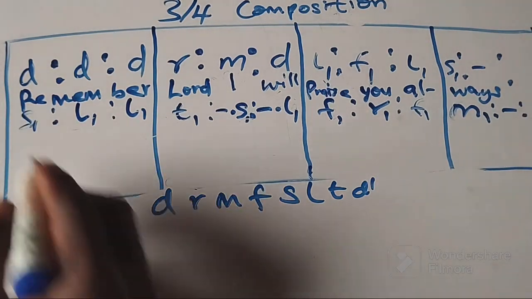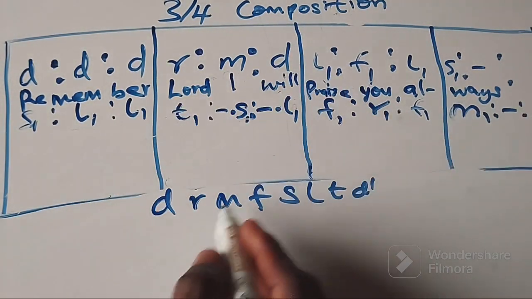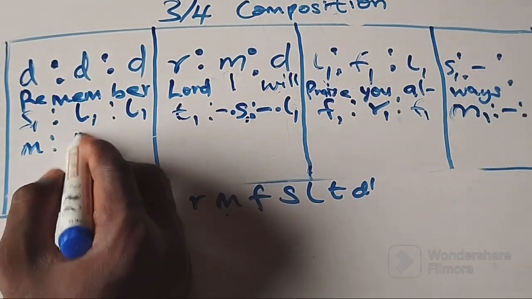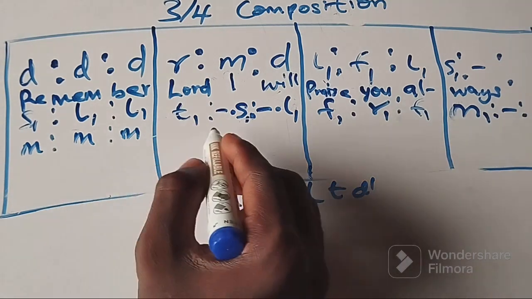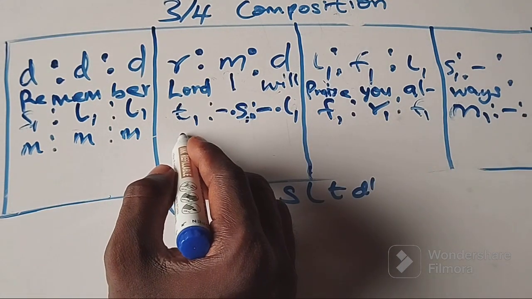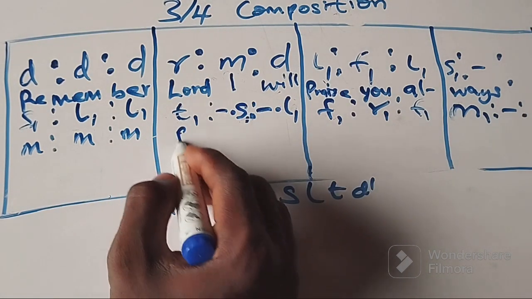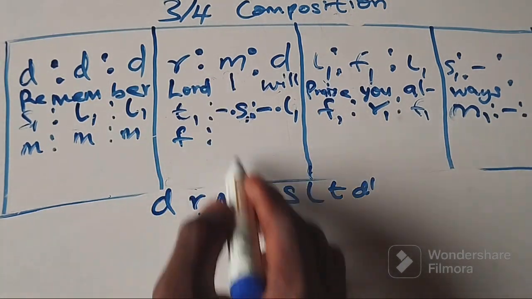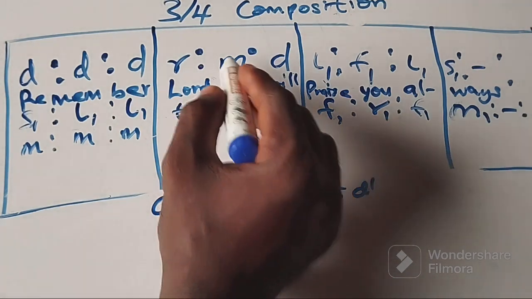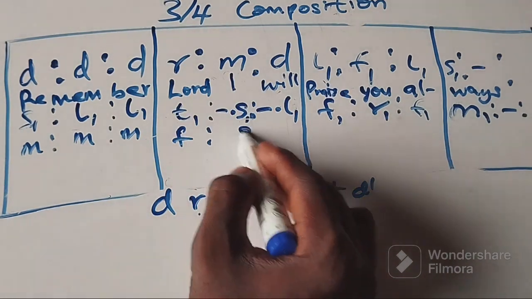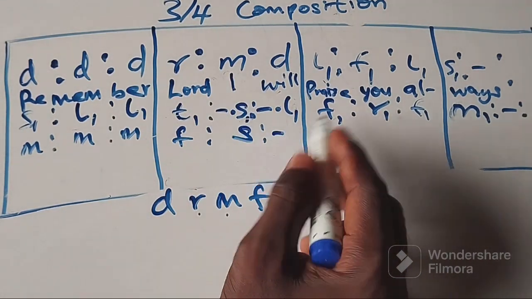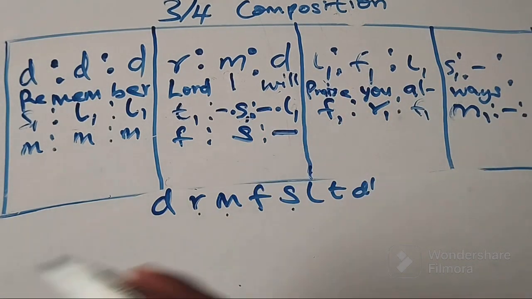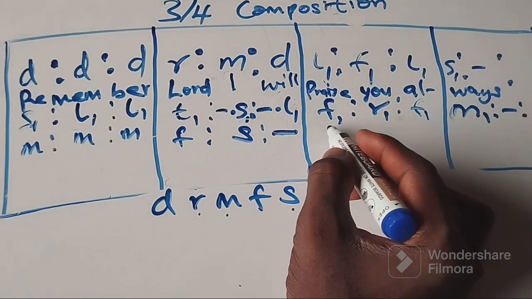So soprano is singing do, tenor will go high. They are singing the same do. Here, soprano is singing re, they will sing fa. Then here, soprano is singing mi, they will sing so. You can decide to draw it. So it's on you.